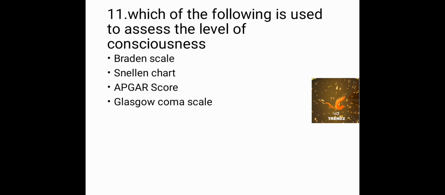Glasgow coma scale was developed to help determine the severity of coma or dysfunction following a traumatic brain injury, and it can also be used in any condition leading to impaired consciousness. About the GCS, that is Glasgow coma scale, it is a simple measurement originally developed by the University of Glasgow in the year 1974. The answer is Glasgow coma scale.